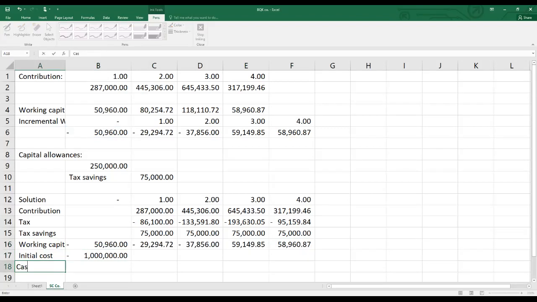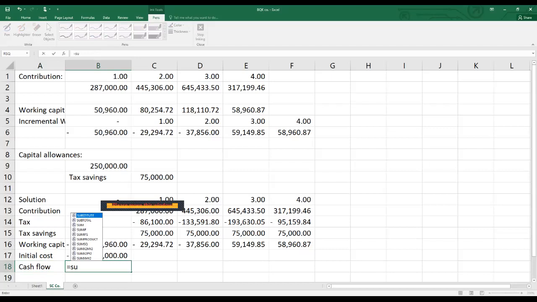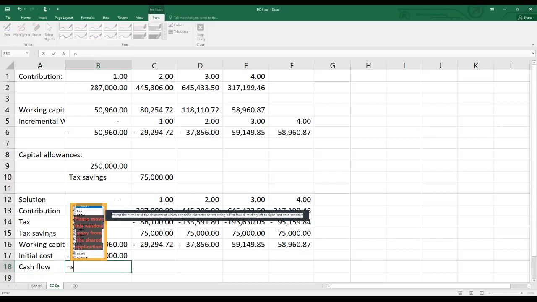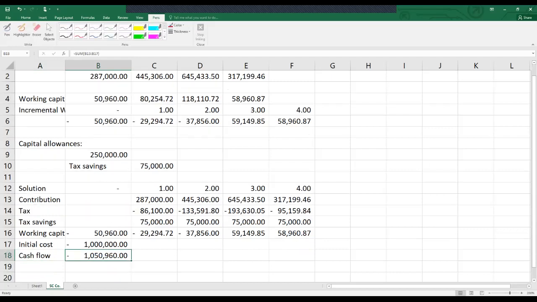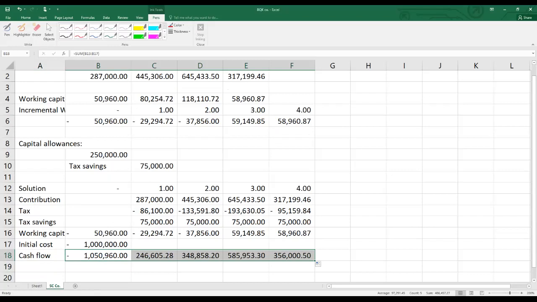Yes, and now we have cash flow therefore for the entire 4 years. Sum of cash flows. Okay, I can begin from contribution, going downward all the way to the initial cost. That's for year zero. Then I can have the formula across the entire 4 years, because of the cash flow for year one, year two, year three, year four, yes, for the entire 5 years. Clear?